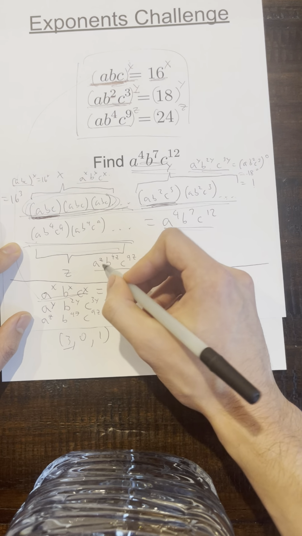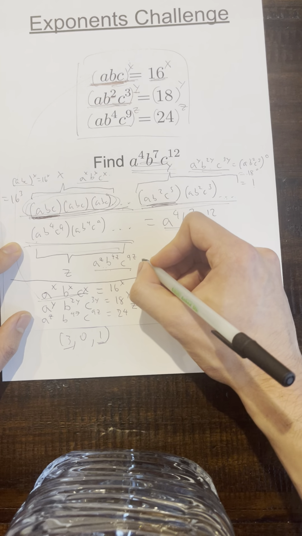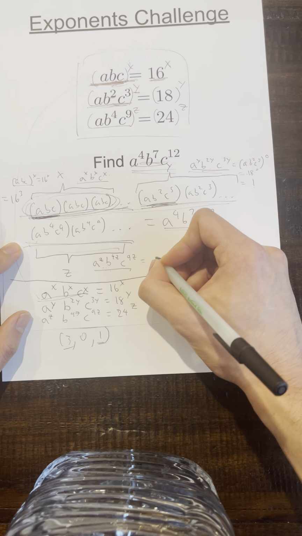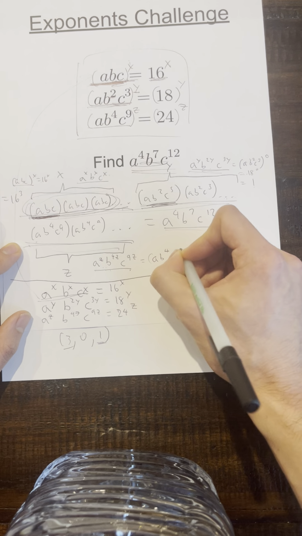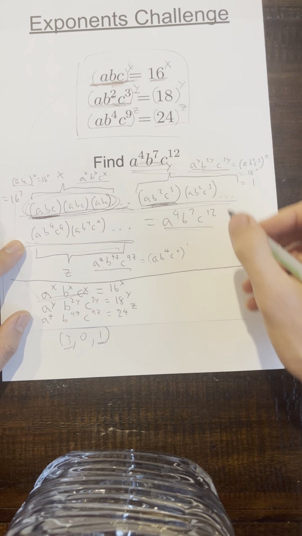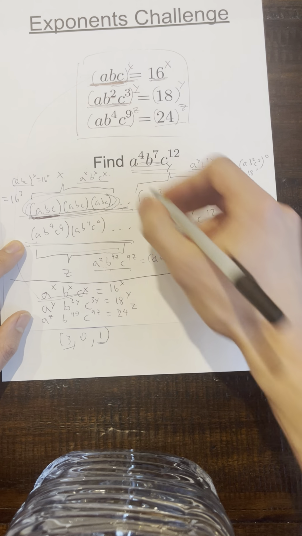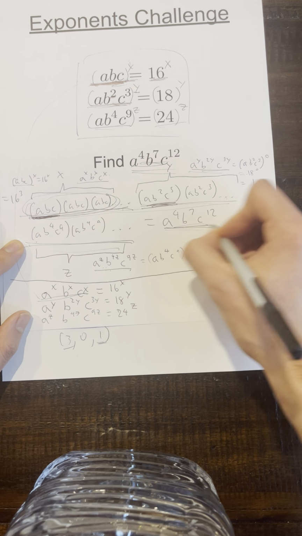And then this is how much? So z was how much again? 1. So that means a b to the power of 4, c to the power of 9 got raised to the power of 1. And this is equal to 24 to the power of 1, because this is the same thing as 24. 24 to the power of 1. And that'll give you what this is.